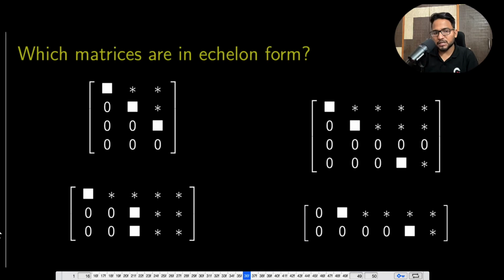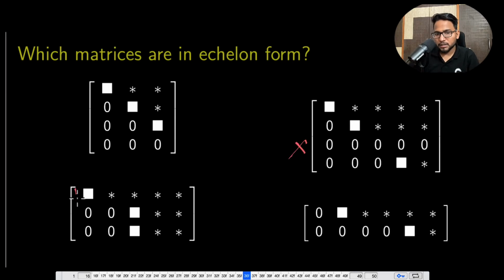What are the matrices which are in the echelon form? Let's suppose these are the leading entries, which are non-zero. Is this in the echelon form? Seems so, right? It is in the echelon form. What about this? I don't think it is in echelon form. Why? Because if you connect the leading entries, you are not able to connect using the steps, and because this 0 row is in between. So that's not in the echelon form.